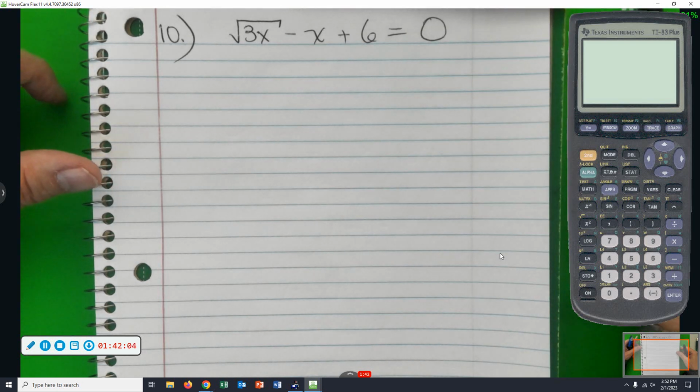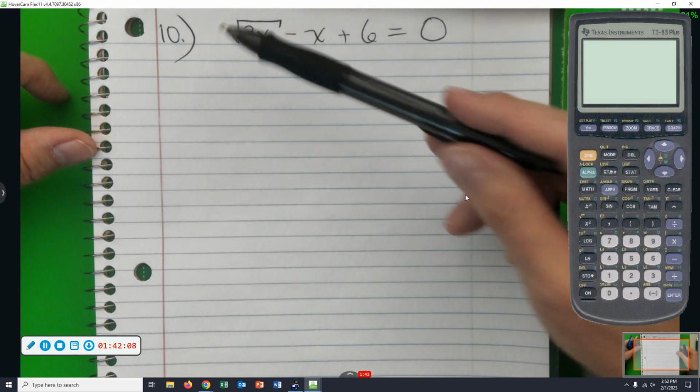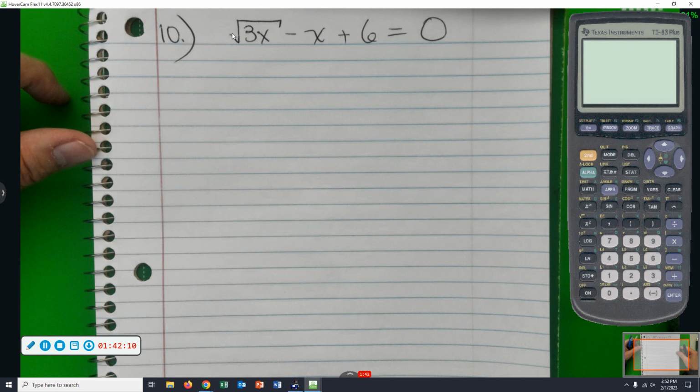Don't you only check it if it's an even number? Well, even root. This is a square root. It's the little index number. If it's a square root, that's an even number.